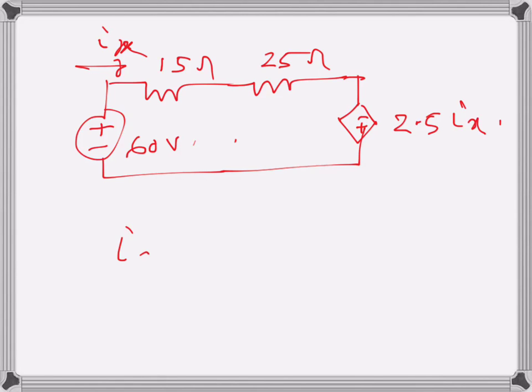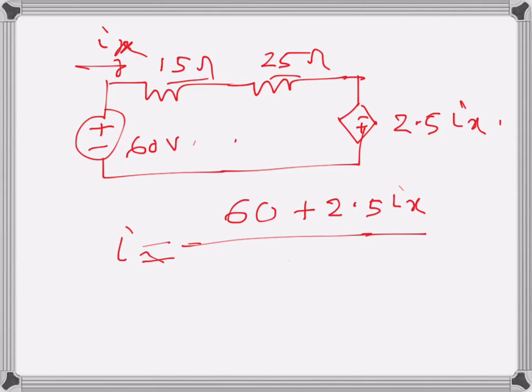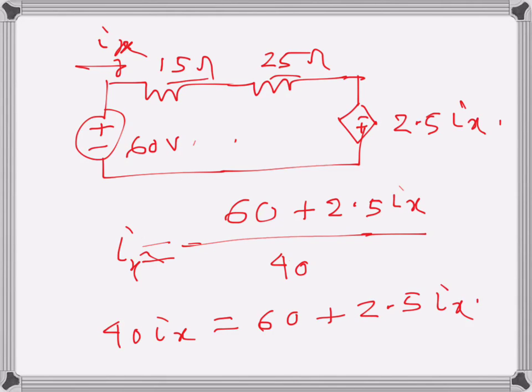So Ix will be 60, the voltage sources are aiding each other, so 60 plus 2.5 Ix divided by here 15 plus 25, so I'm writing directly the resistances in series, so that will be 40 ohms. So it will be 40 Ix here, and 60 plus 2.5 Ix.